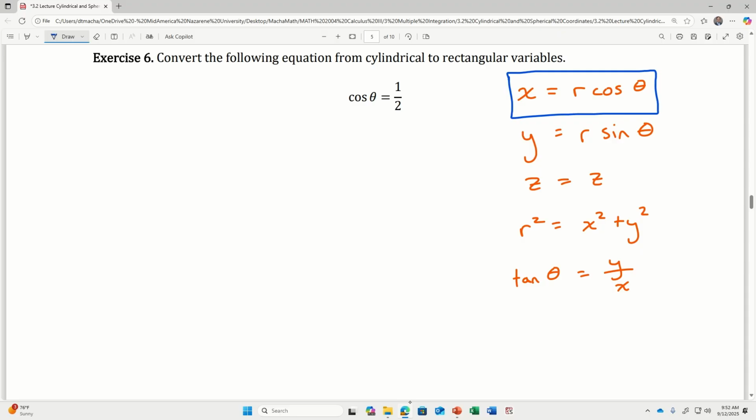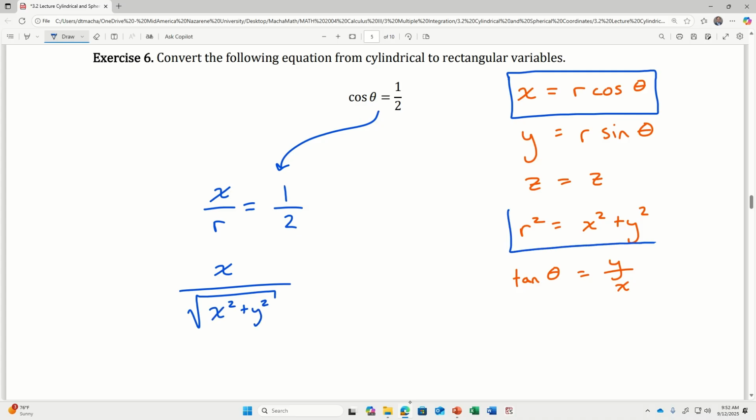And cosine theta then is the same thing as x divided by r equals 1/2. But I'm not done yet, right? Because I'm trying to eliminate all of the cylindrical variables, and r is a cylindrical variable. It's not a rectangular variable. And so now if I want to get rid of the r, I could replace the r with square root of x squared plus y squared.